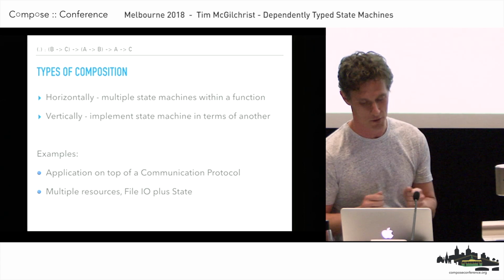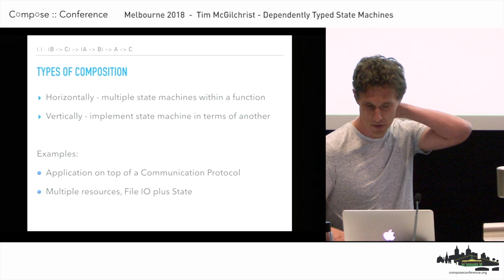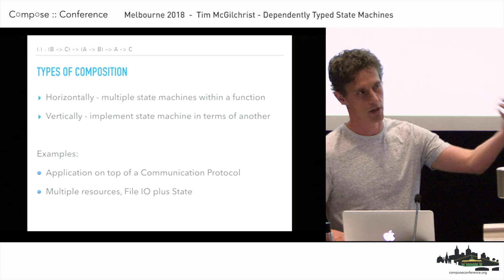I'm only going to do horizontal because I don't have enough time to do vertical, and it's a little bit more complicated. But you can think of examples of where you might want to implement a state machine on top of a state machine.